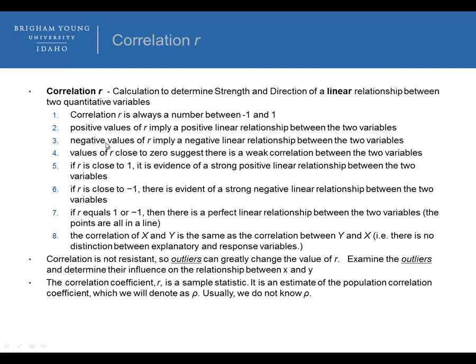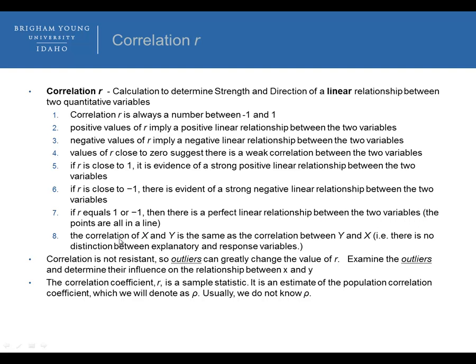So items 2 through 3 generally cover the direction of a relationship, positive or negative. Now 4 through 7, mostly it's covering what's called strength of a relationship, though there's a little bit of direction. Values of R close to 0 suggest there's a weak correlation between the two variables. R close to 1, it is evident that there's a strong positive linear relationship between the two variables. R close to -1, there is evidence of a strong negative linear relationship between the two variables. And if R is equal to 1 or -1, it seldom happens, but it can happen, then there is a perfect linear relationship between the two variables. The points are all on the line.